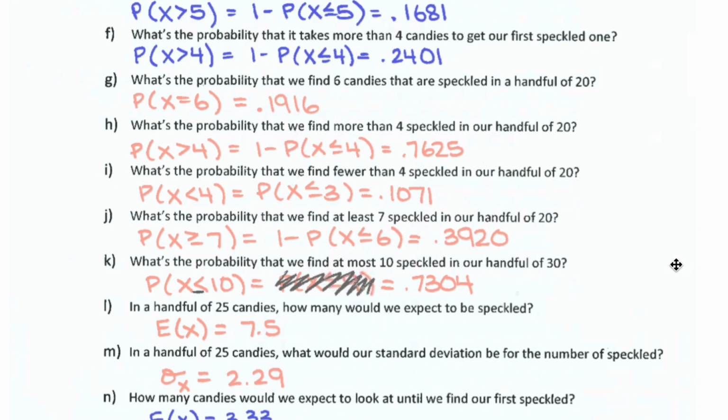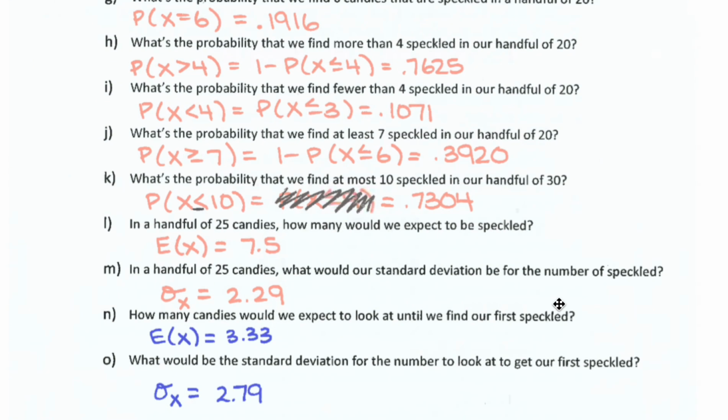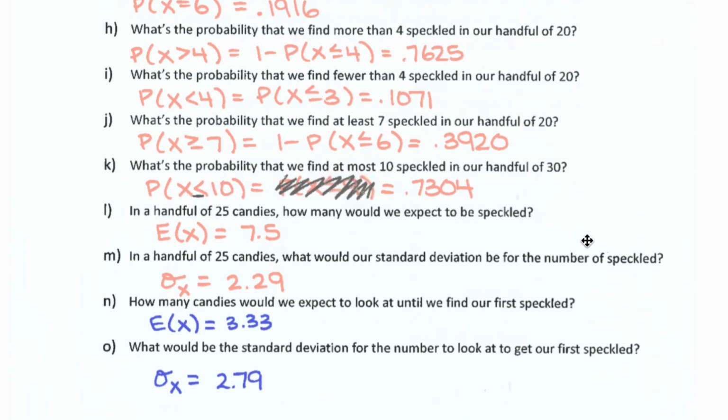Part L, expected value for binomial. So expected value is n times p. Therefore it is 25 times 0.3 gives you 7.5. Remember, the formulas for binomial and geometric expected value are different. So part M, standard deviation, square root of np times 1 minus p gives you 2.29. Part N, expected number until first success. Geometric mean is 1 over p, so plug in the values, 1 over 0.3 gives you 3.33. Part O, standard deviation for geometric. So square root of 1 minus p over p, square root of 0.7 over 0.3 gives you 2.79.